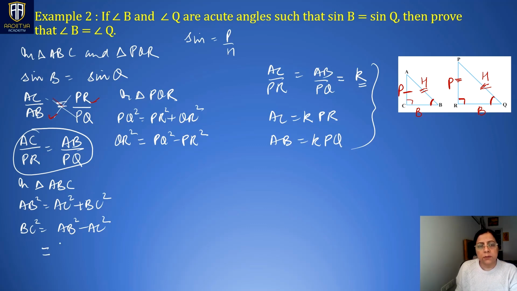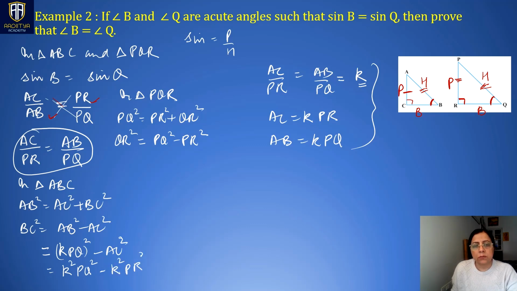So what I can do here is BC square equals AB square minus AC square. What is AB? AB is K times PQ, so AB square is K square PQ square. And what is AC? AC is K times PR, so AC square is K square PR square. Right? So if I take this common, BC square becomes K square in brackets PQ square minus PR square.